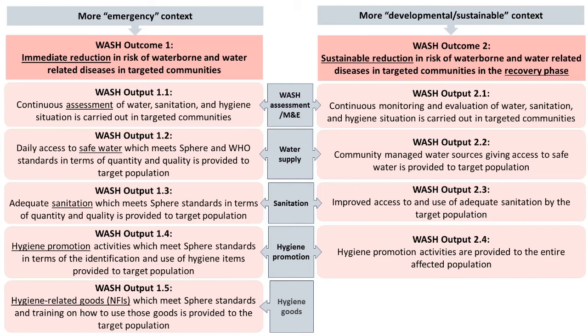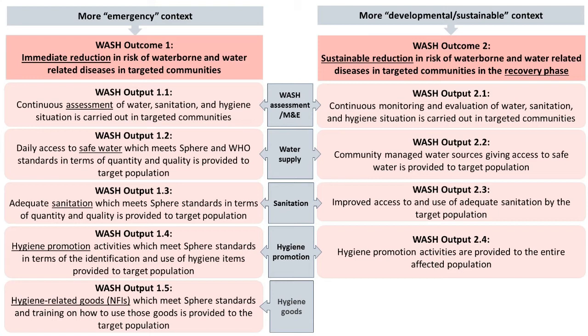WASH Outcome 2 has 4 outputs, similarly each with a specific focus area. This outcome leans towards developmental or sustainable context. So if you are planning for longer term activities that fulfills needs in the longer run, Outcome 2 should be selected. WASH Outcome 2 reads as sustainable reduction in risk of waterborne and water-related diseases in targeted communities in the recovery phase. Keywords here being sustainable reduction and recovery phase.